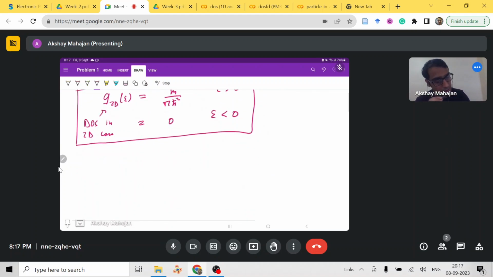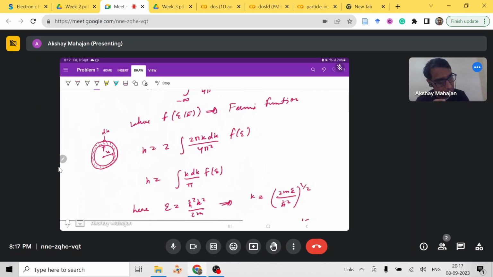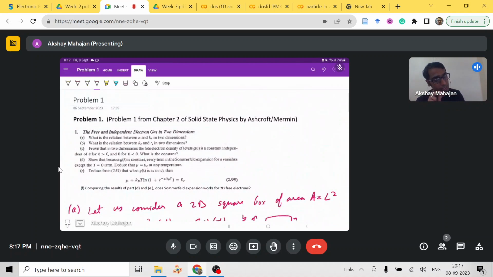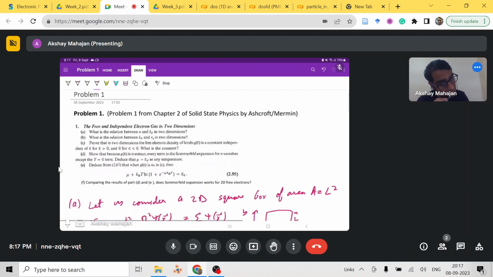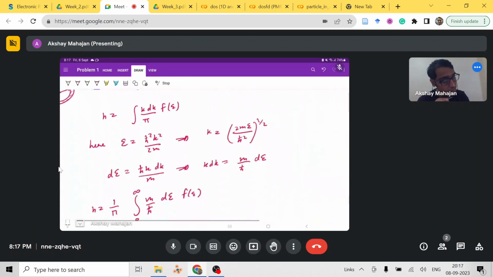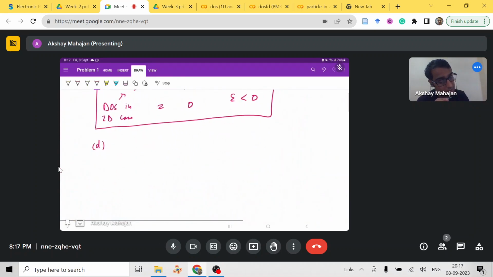Alright, let's quickly go to part D now. This was part C. Now in part D, what you have to do is show that because G of epsilon is constant, every term in the Sommerfeld expansion for n vanishes except the t equals 0 term. Deduce that mu equals epsilon f at any temperature. Okay, so let's do this part D.